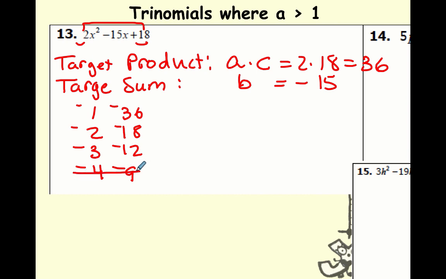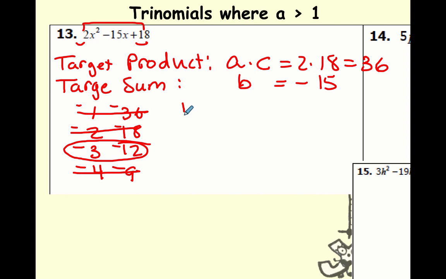Can't be these two, they add up to negative 13. These added to negative 37, these added to negative 20. It has to be negative 3 and negative 12. Now here's the problem. We can't just go ahead and put those two numbers in. So we're going to use a method that uses the GCF again, twice.